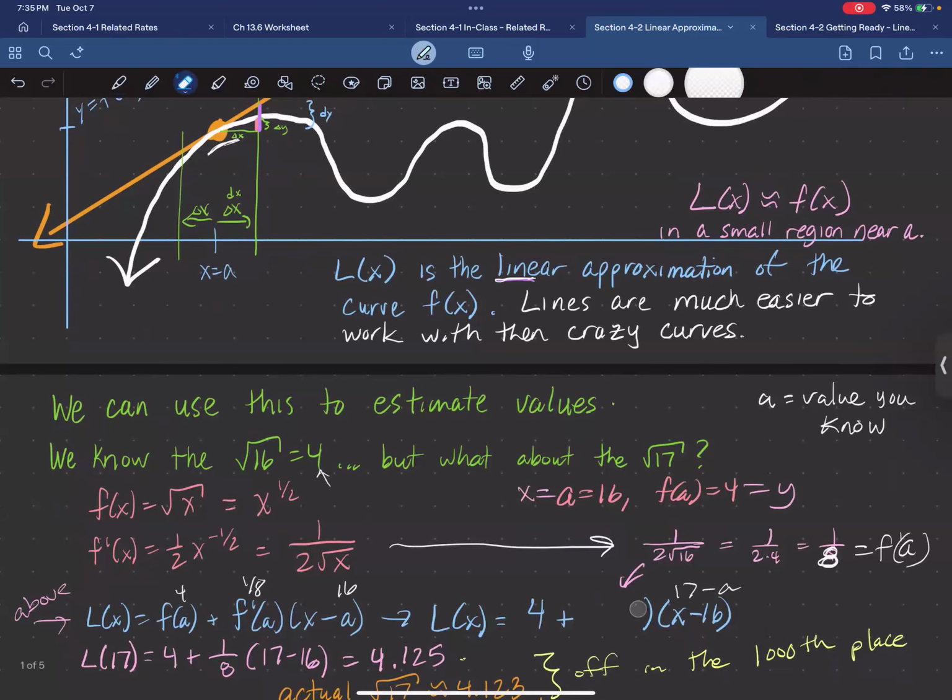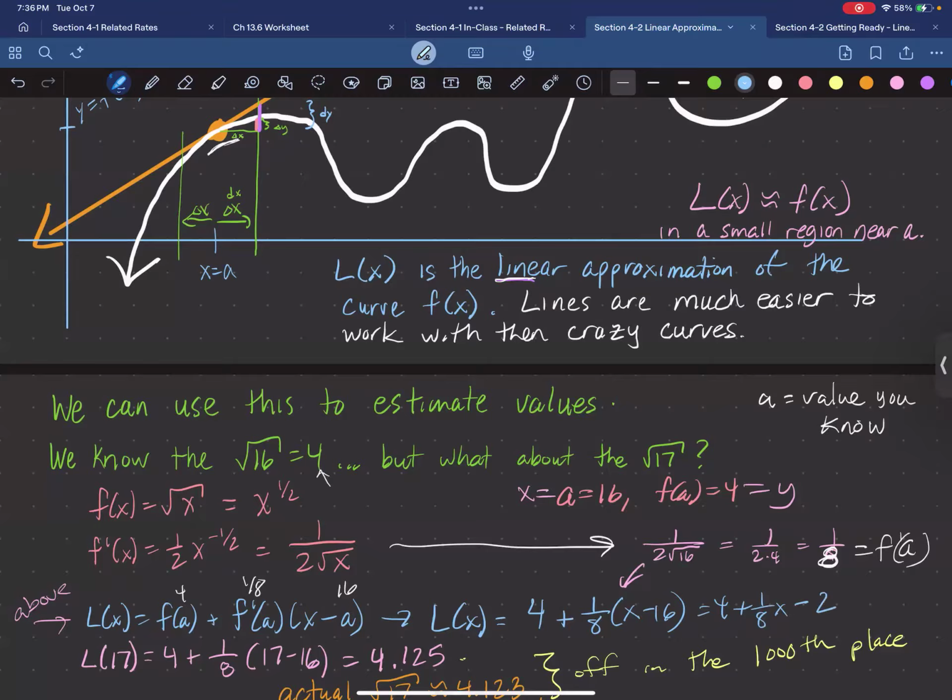let's do that now. We got 4 plus 1/8 times x minus 16. We could actually change that, clean that up some. Let me redo this. There we go. I could distribute, and I've got 4 plus 1/8 x minus 2, which means we've got 1/8 x plus 2.